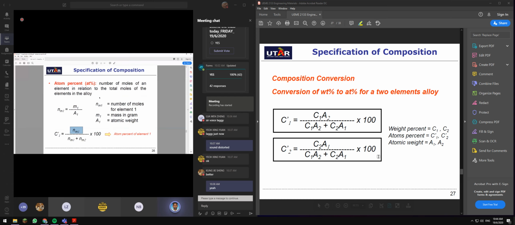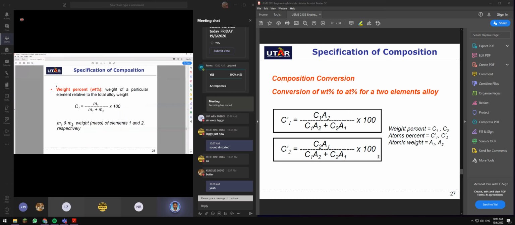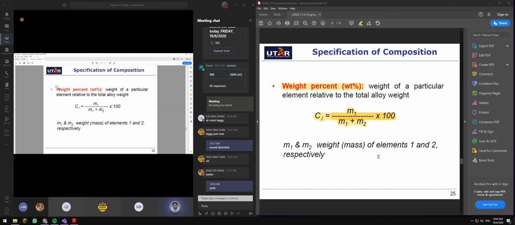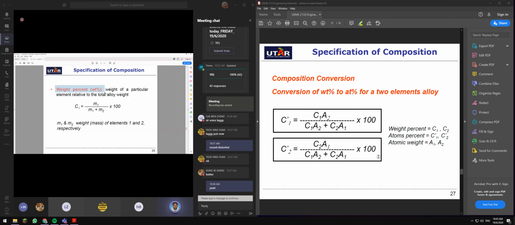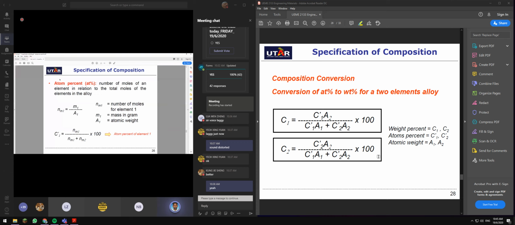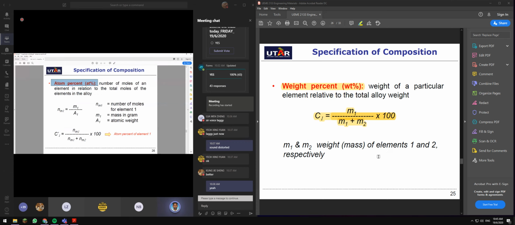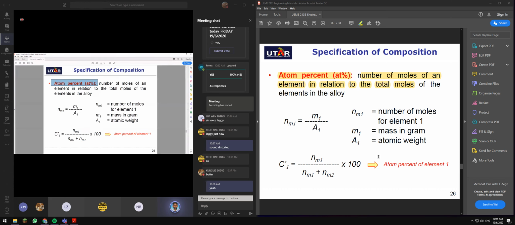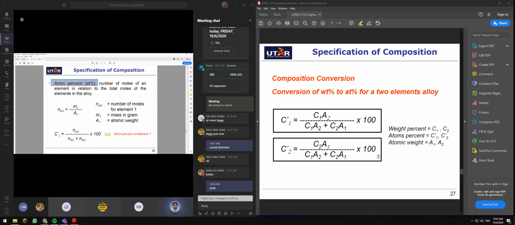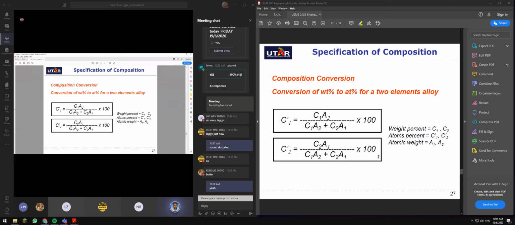Okay, so now you have two main key points for this specification of composition. One is weight percentage and another one is atom percentage. Having said that you have two key points, you can convert weight percentage to atom percentage, and atom percentage to weight percentage.